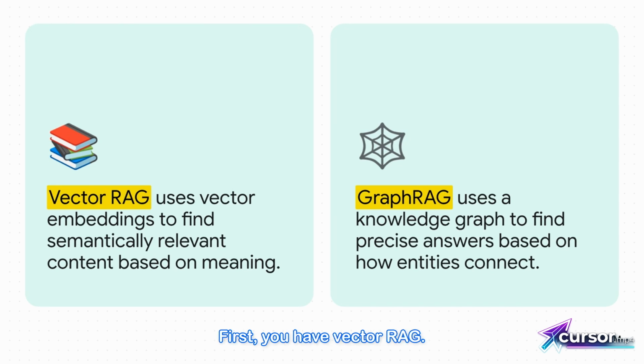First, you have vector RAG. The best way to think about this is like a librarian finding books that have the same general vibe. It's all about semantic meaning. It's super fast, great for unstructured text. Then you've got GraphRAG. This is totally different. It's more like a detective or a researcher following a web of clues or citations. It's all about finding the explicit connections between things, which is incredibly powerful for complex reasoning.